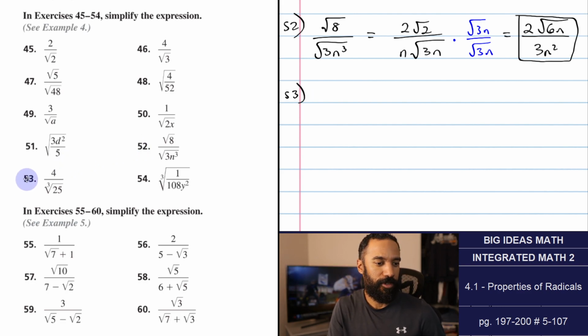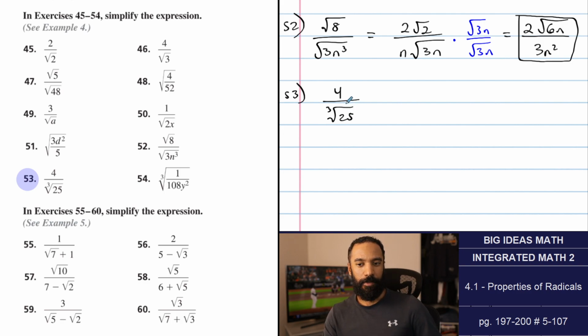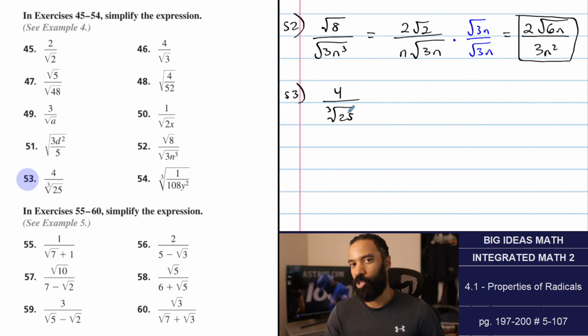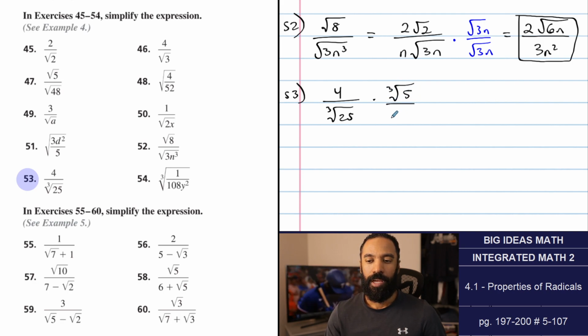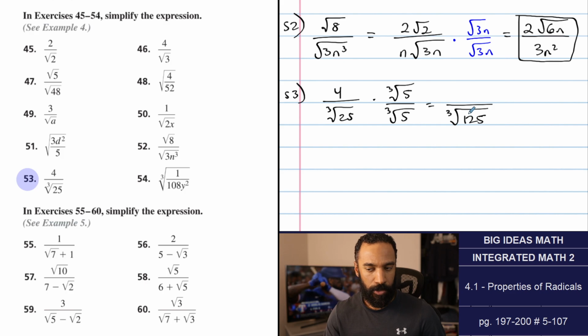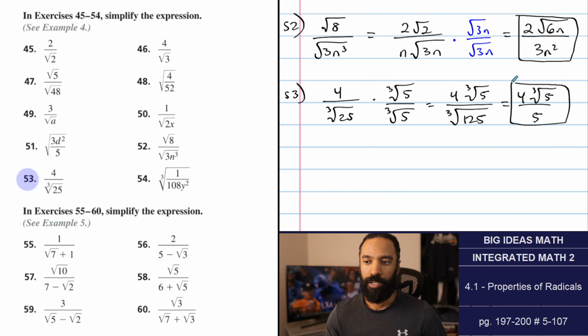Number 53 and 54, we have some cube roots. We have 4 over the cube root of 25. Now, in the past, I would have multiplied by something more substantial. I guess the smallest perfect cube is 125. So I'm going to multiply top and bottom by just cube root of 5, because that's what's going to get me that 125. On top, I have 4 times cube root of 5, and cube root of 125 is indeed 5. So I get 4 times the cube root of 5 all over 5.